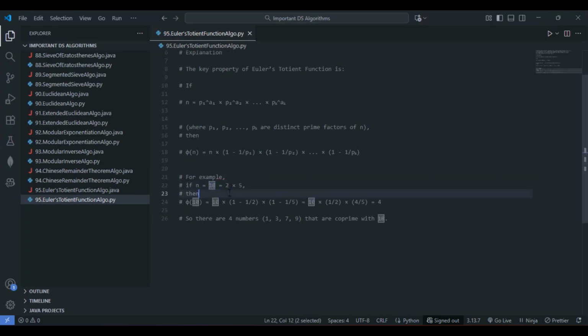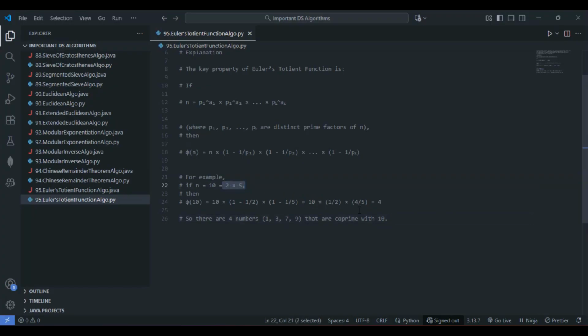Suppose n equals 10, that is equal to 2 times 5. Then totient of 10 is, using this formula, n times (1 minus 1 by p1) times (1 minus 1 by p2), up to (1 minus 1 by pk). So this will be 10 times (1 minus 1 by 2) times (1 minus 1 by 5), because we are going with 2 times 5 here.